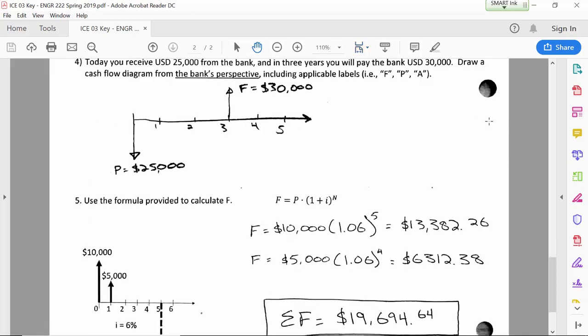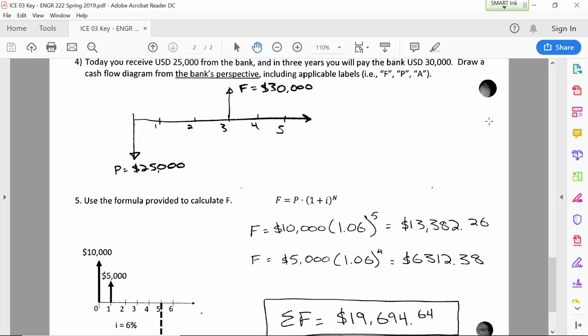All right, so I've got the solution to 4 and 5 up on the screen there. From the bank's perspective, when you receive $25,000 from them, you're getting money, which is an inflow to you, but that's an outflow for them. So they have that downward arrow in the present. So P equals 25,000 in the present, and then in the future you're going to repay them. So their inflow comes in year 3, and F equals 30,000 for that one.